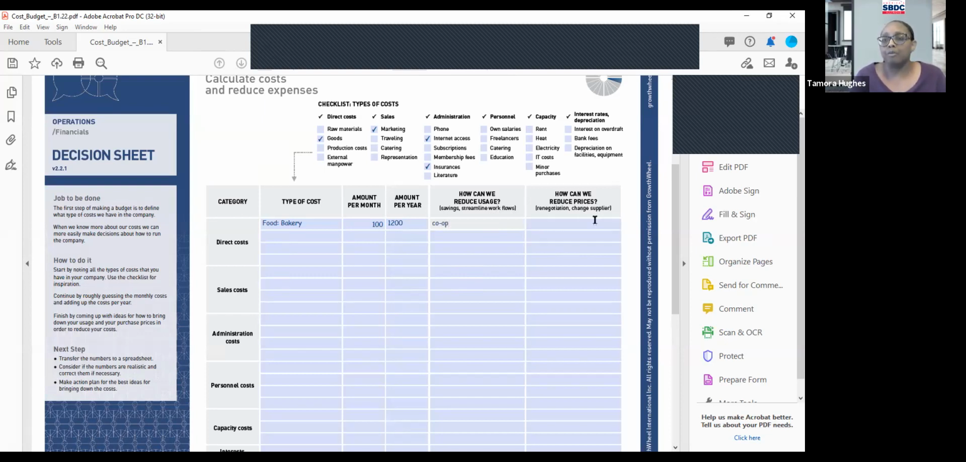And then how do I reduce my prices? Well, as a co-op, maybe I'm getting it at a discounted rate. So possibly I can reduce my item cost, because I'm not spending as much for one item. And also, I could maybe reduce my prices, and maybe it could be those things that I sell frequently.